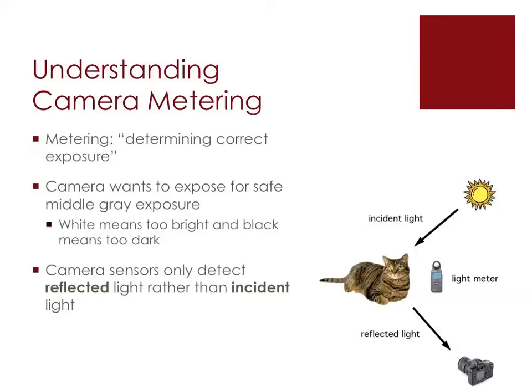So whatever scene it sees, it tries to set the exposure so it's at 18% gray, which, in layman's terms, is just a middle gray, right? So basically, if it's white, then it's too bright, and if it's black, then it's too dark.